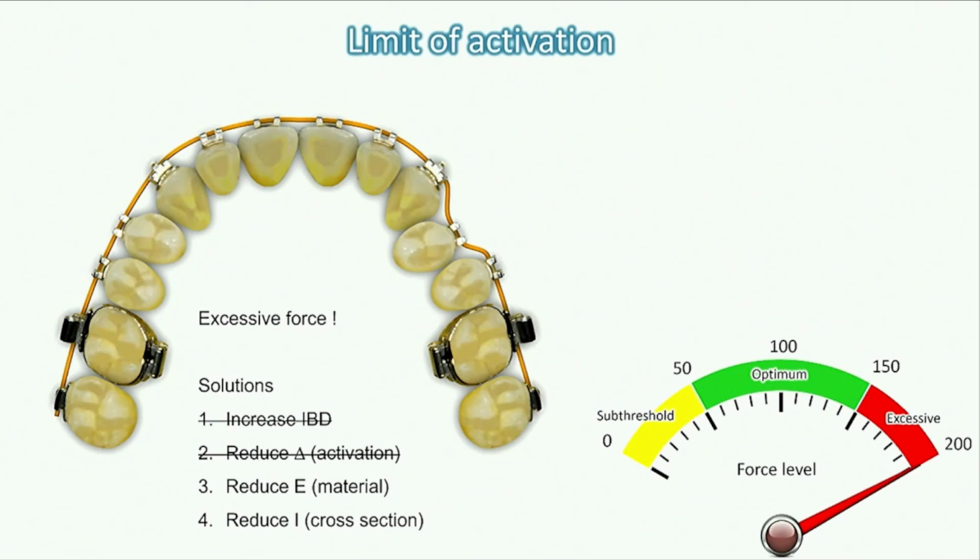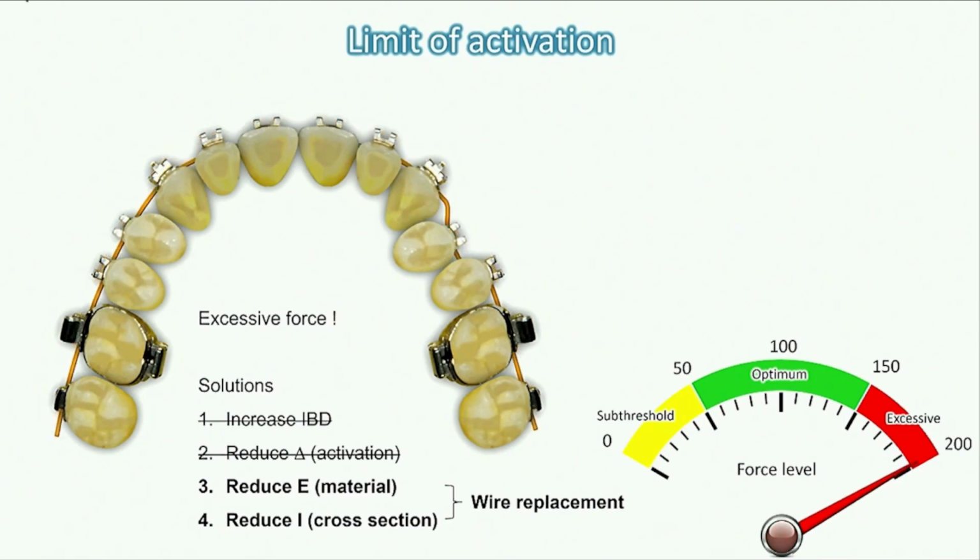However, it is not feasible to increase the inner bracket distance or reduce the level of activation in continuous arch wire. The only remaining options are to reduce the stiffness of the wire by decreasing its modulus of elasticity, for example, by replacing the stainless steel with nitinol, or using a smaller cross-section of the wire. This means wire replacement is inevitable.